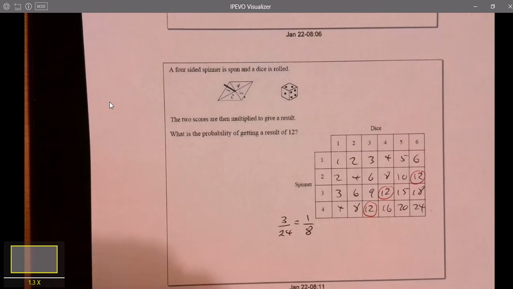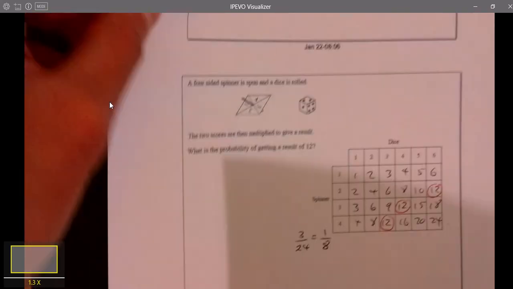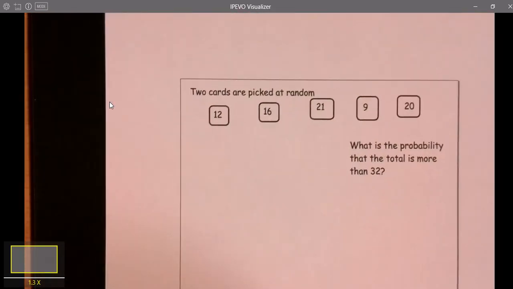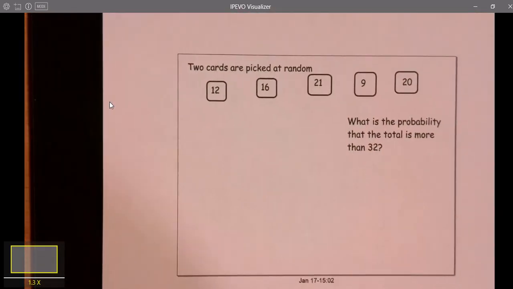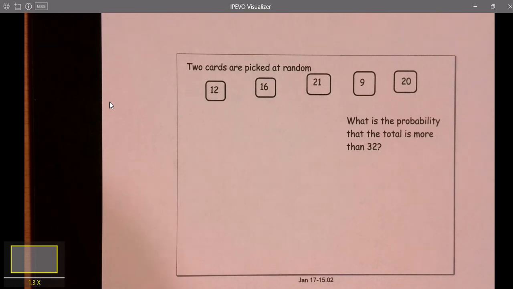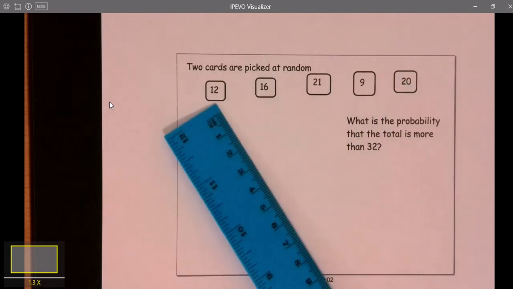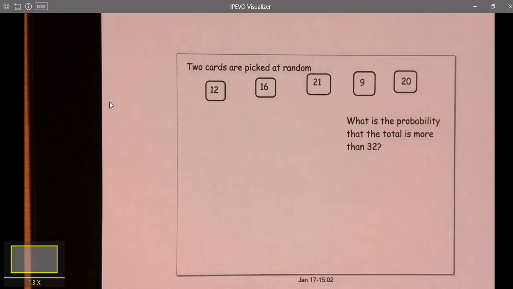Right, and the last example that we're going to have a look at. I've seen this type of question appear on GCSE papers quite a lot. In essence, it's told us that we've got some cards, and we pick 2 of them at random. So what's the probability that the total score is more than 32?